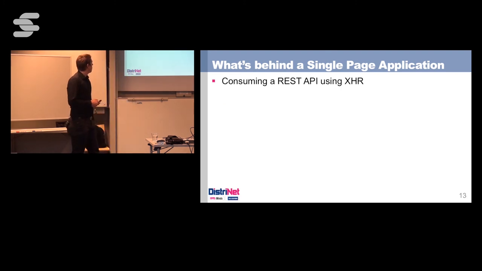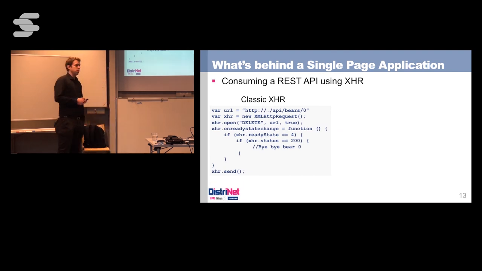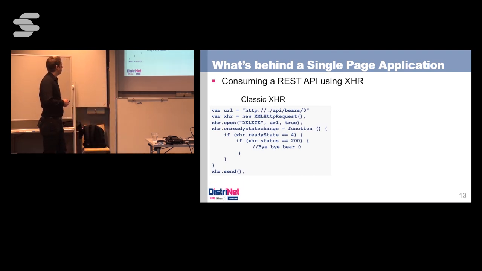All right, how do you consume a REST API? You have XHR, traditional JavaScript. This has been around for quite some time as well. So you have a URL, an XML HTTP request, that's the object. You open it with a certain method and the URL. And then you attach an event handler and you send the request.